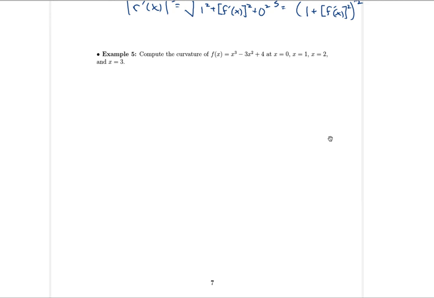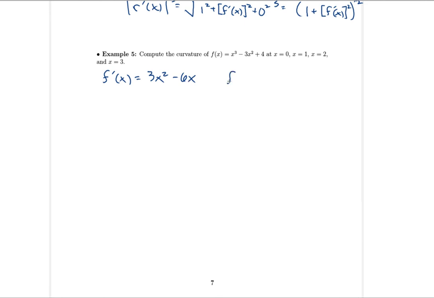So it says compute the curvature at x equals 0, 1, 2, and 3. All right, so what we just need to do is find f prime and f double prime. So f prime of x, it's easy enough, 3x squared minus 6x.